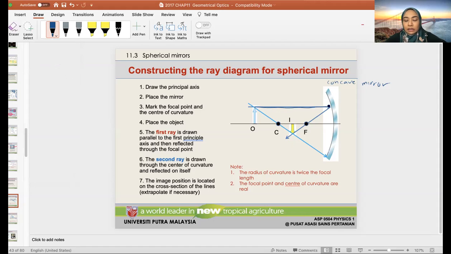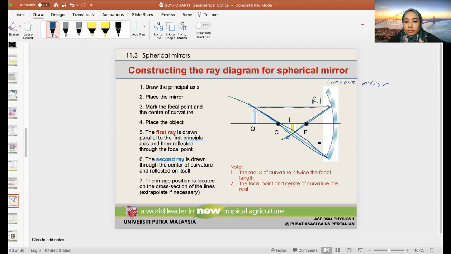So start with a parallel line. Rays travel in straight line until it hits a boundary. So the boundary is the mirror. When it hits the boundary, it goes through the focal point. So that is your ray 1. Ray number 1, done. Ray number 2 goes through the center of curvature and back onto itself. So goes through C, hits the boundary, goes back onto itself.